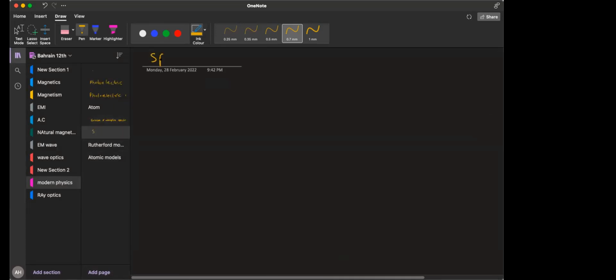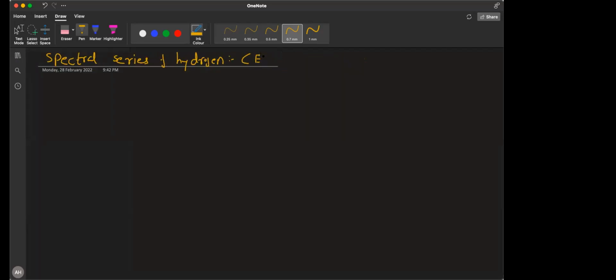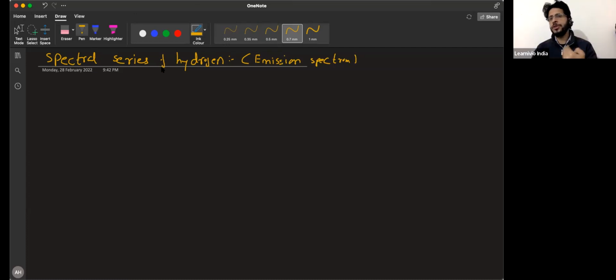We'll do the spectral series of hydrogen. So currently we are calculating the emission spectrum. So in emission spectrum, electrons will jump from low energy state to higher energy states.